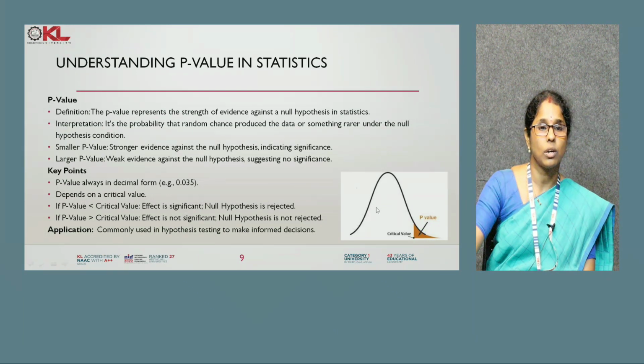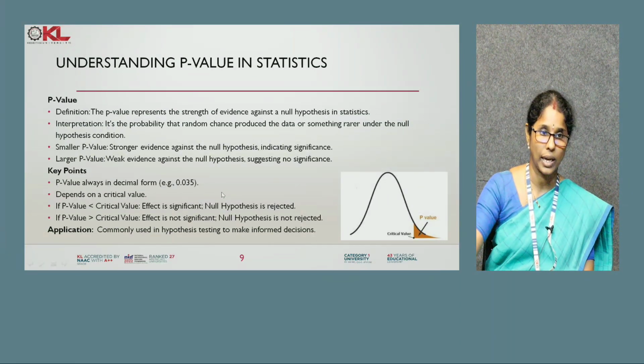So the p-value is always a decimal, for example 0.035. And it depends totally on your critical value. So if the p-value is less than the critical value, the null hypothesis is rejected. And if the p-value is greater than your critical value, your null hypothesis is accepted.